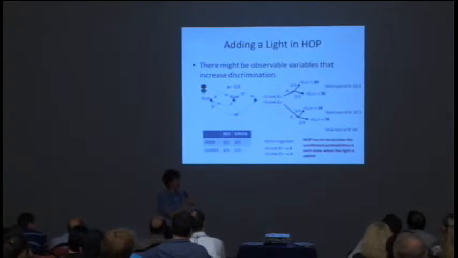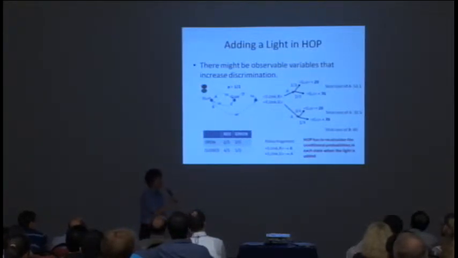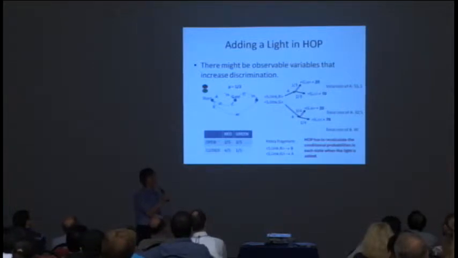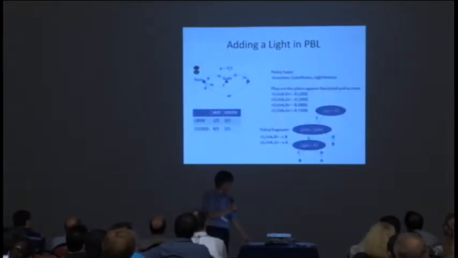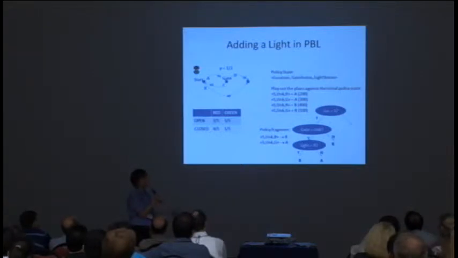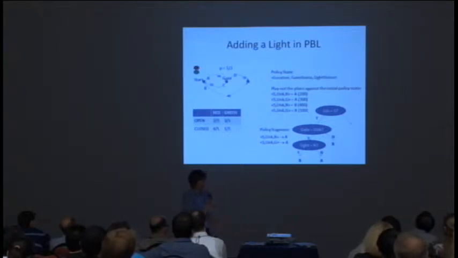The key thing to notice is that hindsight optimization has to recalculate the conditional probabilities in each state now that we've added the light. And if we added another observable variable, it would have to do all that work again. By contrast, in plan-based policy learning, we don't redo the planning phase. We leave that as it is, but we now play out the plans against the initial policy state, which has now been enriched with this additional variable. So now we have an initial policy state that tells us whether the light is red or green.